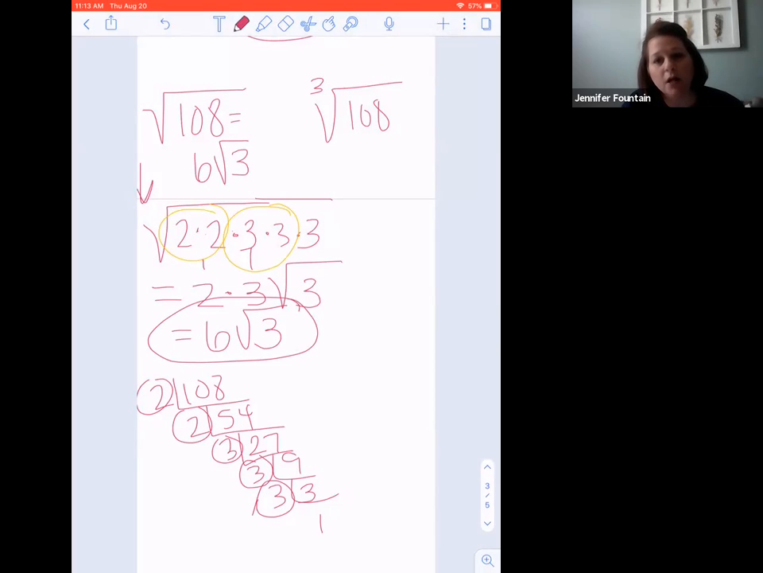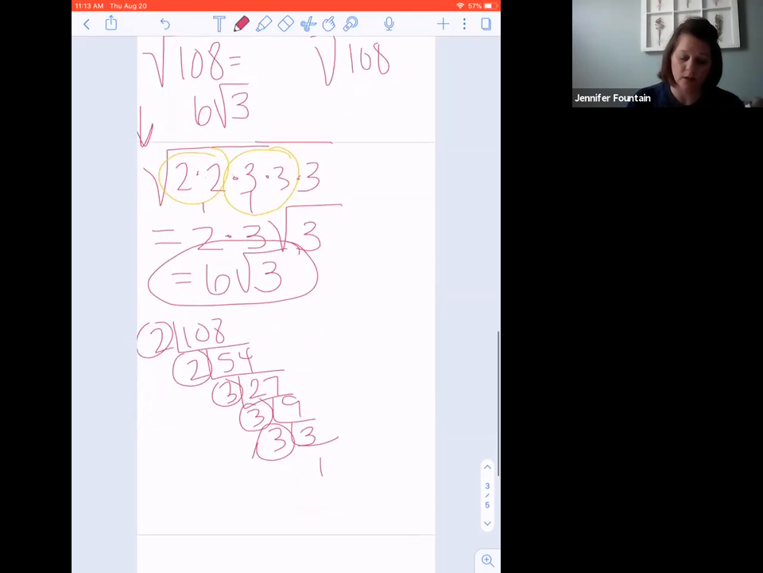Did everybody follow how I did that? Any questions on where I got any numbers, why I did what I did? All right, so that was dealing with square root. Let's look at how this is going to be different for cubed root.